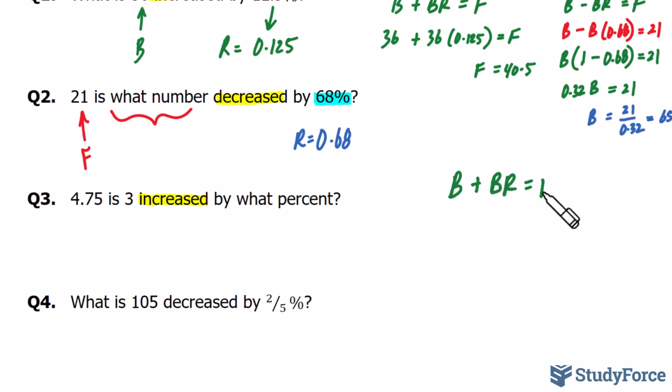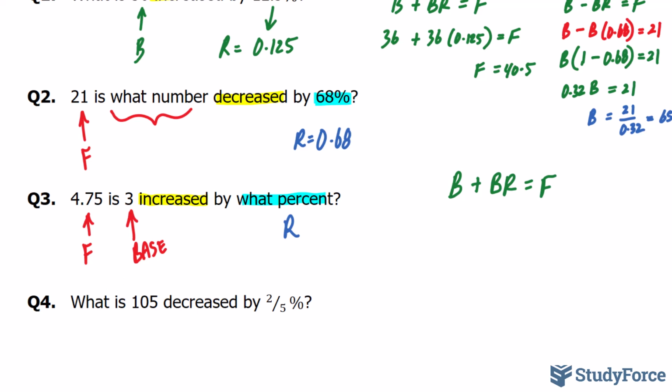B plus BR is equal to F. And the question is clear. It's asking what percent. So they're actually looking for the value of R, which then gets multiplied by 100% once it's found. But between 4.75 and 3, which one is B and which one is F? Just like in our previous video, the base and the rate are always connected when you read these questions. So this 3 must be the base, and this must be our final.